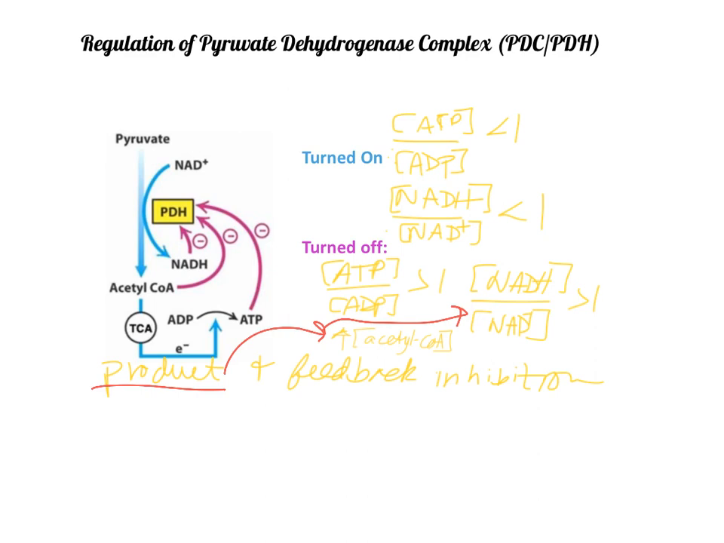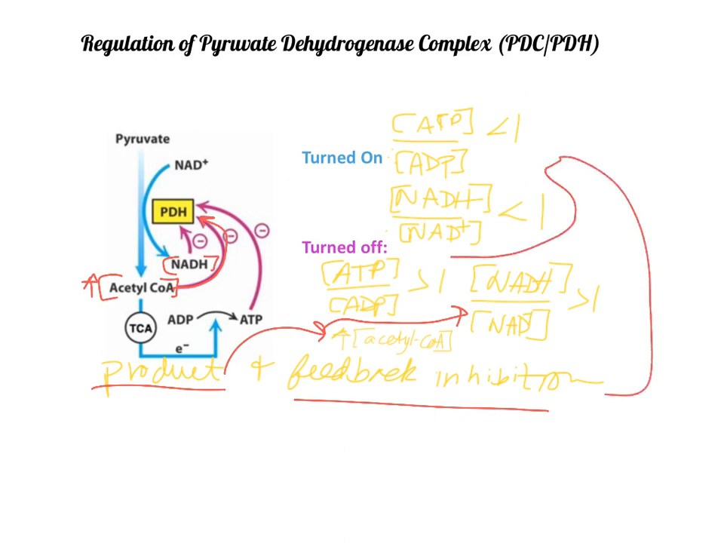So if you notice in this diagram right here, acetyl-CoA is a product of the PDC, and when you have high concentrations of acetyl-CoA, it product inhibits. And then NADH is also a product of the PDC, and high concentrations of that will also come back and inhibit. Feedback inhibition, is this ATP? Wow, that got really messy.